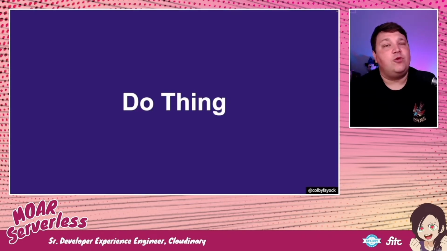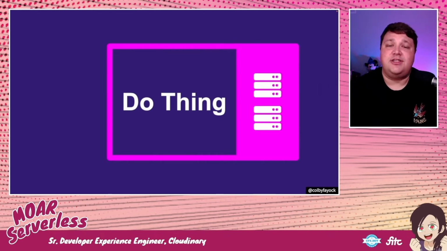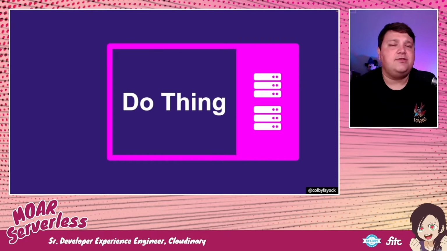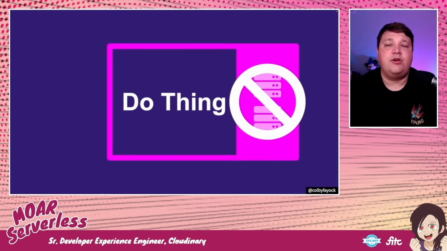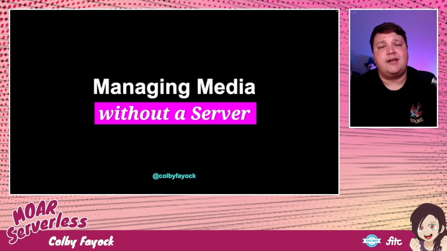If I ultimately want to do a thing, I need a place to do that thing. Traditionally, that's a server, where through some posted forms or on page render, I might do some processing or work based off of user input or interaction. But you already know where this is headed. We're trying to avoid our servers. We want serverless. So how does this work? We're going to talk about how we can manage our media, and particularly how we can do that without a server.